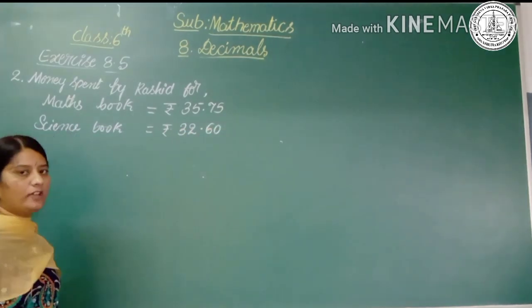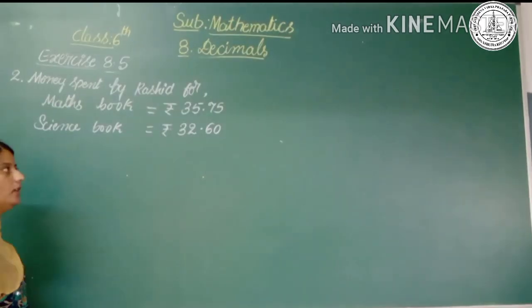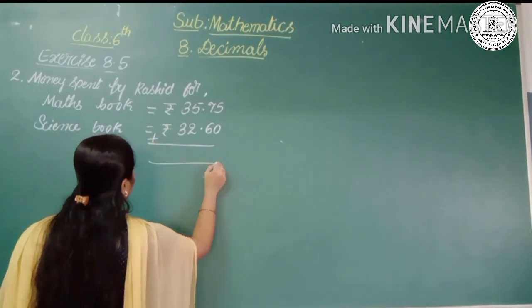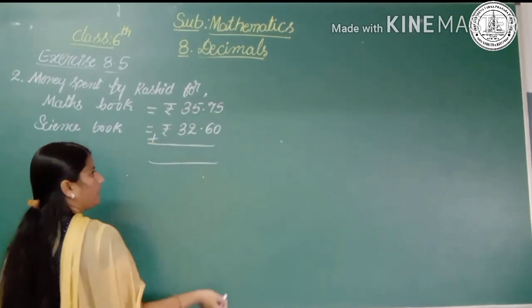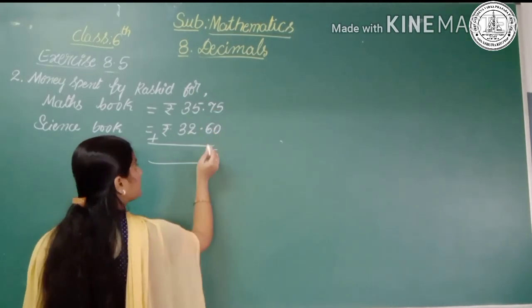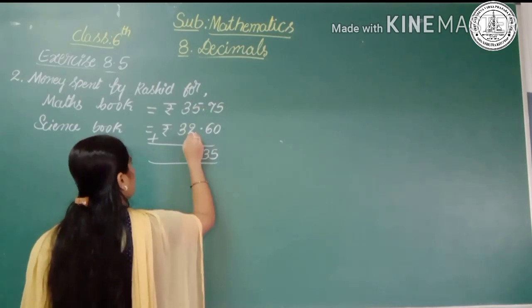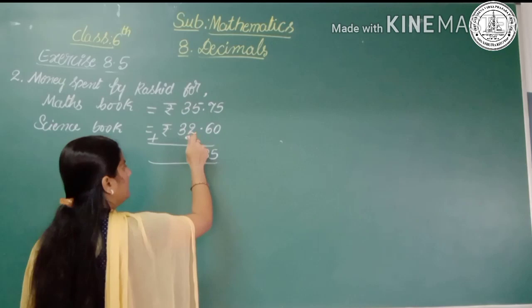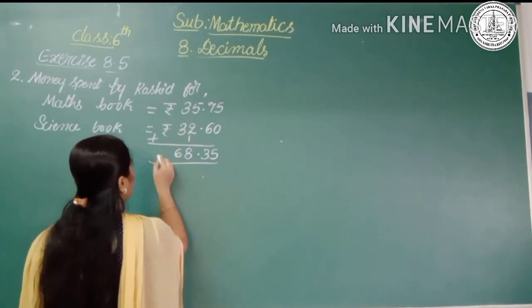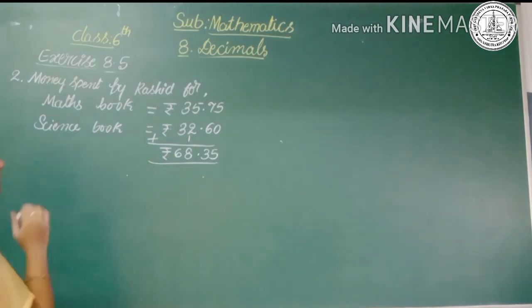Okay, then finally what we have to write down? Total amount spent by Rashid. So write down here, add these two numbers. Total means we have to do addition. 5 plus 0 is 5, 7 plus 6 is 13, 3 here, keep the point, carry 1, 5 plus 2, 7, 7 plus 1, 8, 3 plus 3, 6. Rupees 68.35 is spent for both books.